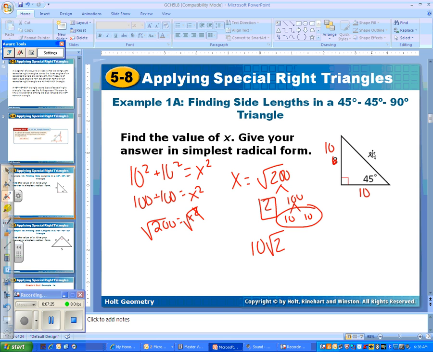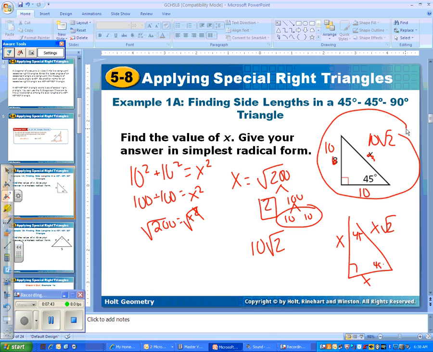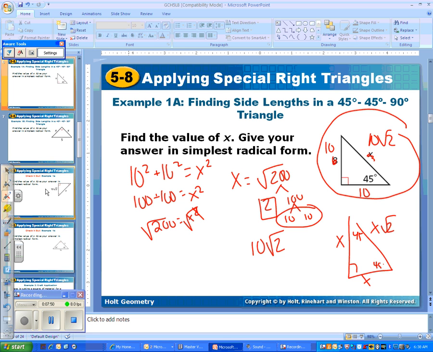Now, again, the shortcut, remember, this is how I always draw it: x, x, x radical 2 for 45, 45, 90 triangles. So 10, 10, 10 radical 2. You don't even have to do Pythagorean theorem. If you know what the side is, all you have to do is multiply the side by radical 2 to get the hypotenuse. So if you understand the shortcut, that's fine.